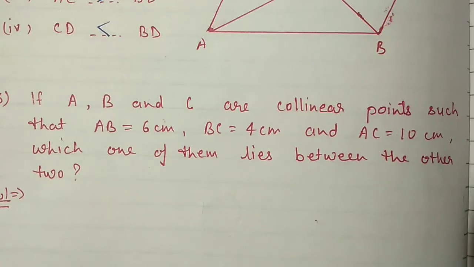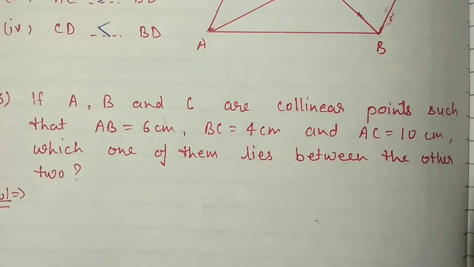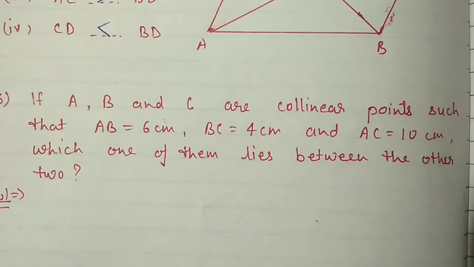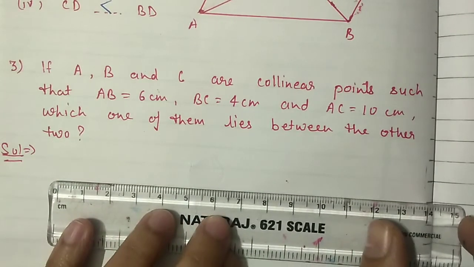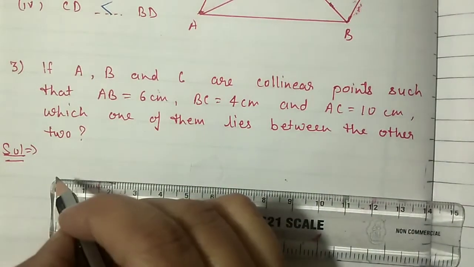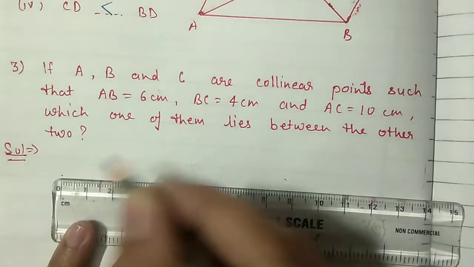Next, question number 3. If A, B and C are collinear points such that AB is equal to 6 cm, BC is 4 cm and AC is 10 cm, which one of them lies between the other two? So collinear means which are on the same line. So first we will draw AB 6 cm. Keep your scale like this. Start from the 0 and go till 6.